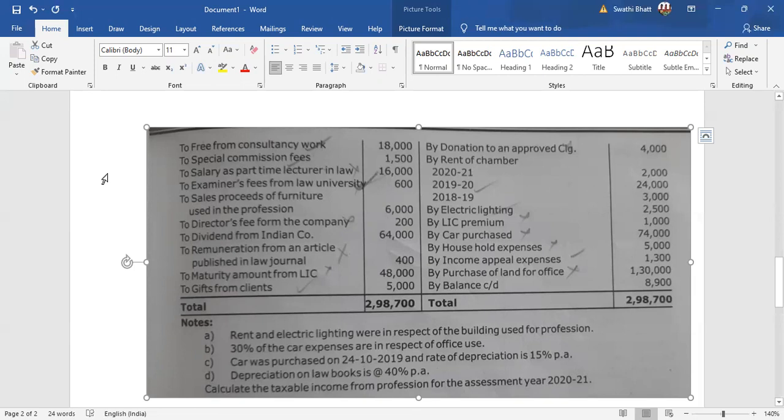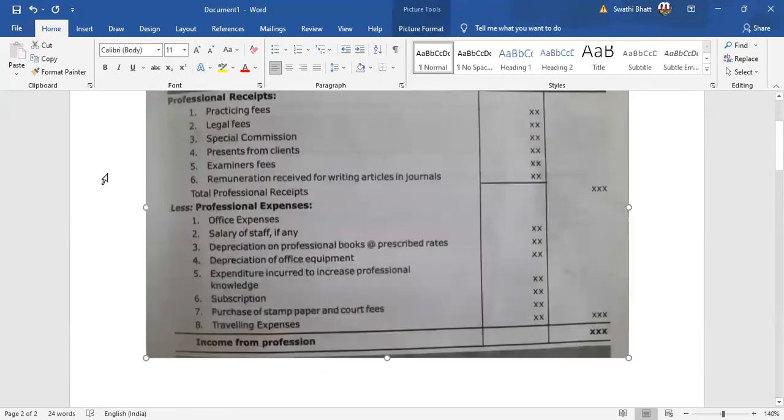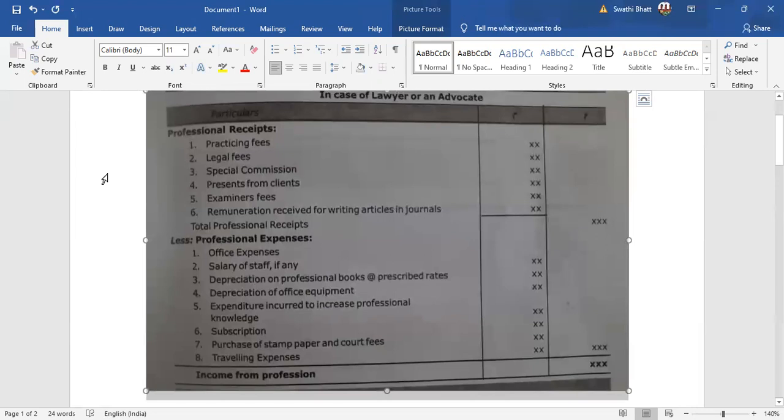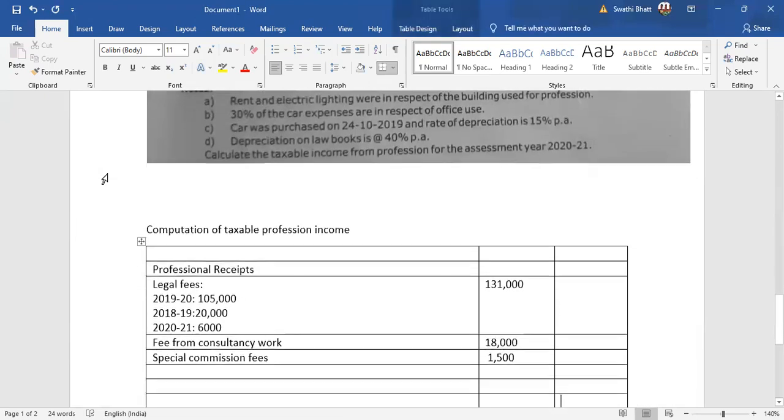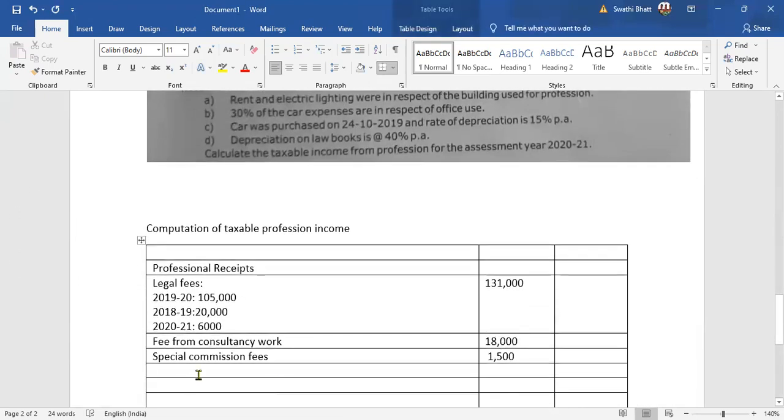Examiner's fee from Law University. Going back to the format, point number 5, examiner's fee is given. So we will be including examiner's fee, and the amount given to us is 600 rupees. So we write 600 over here.